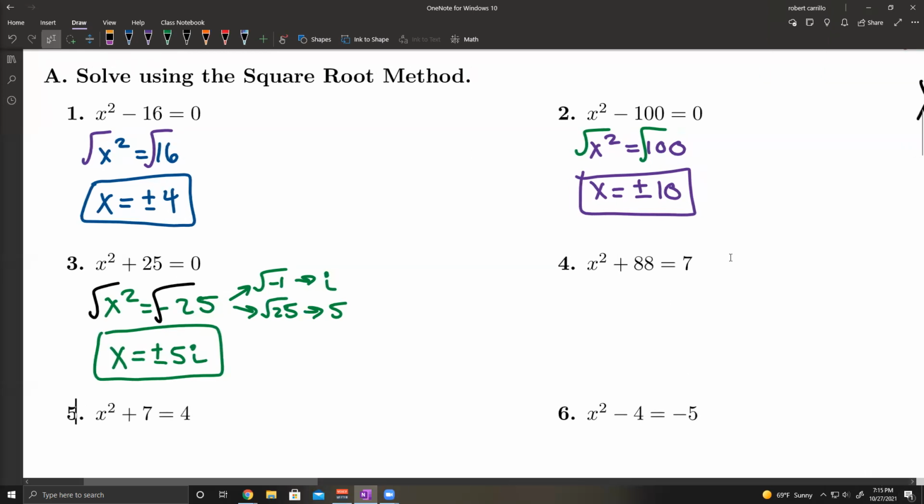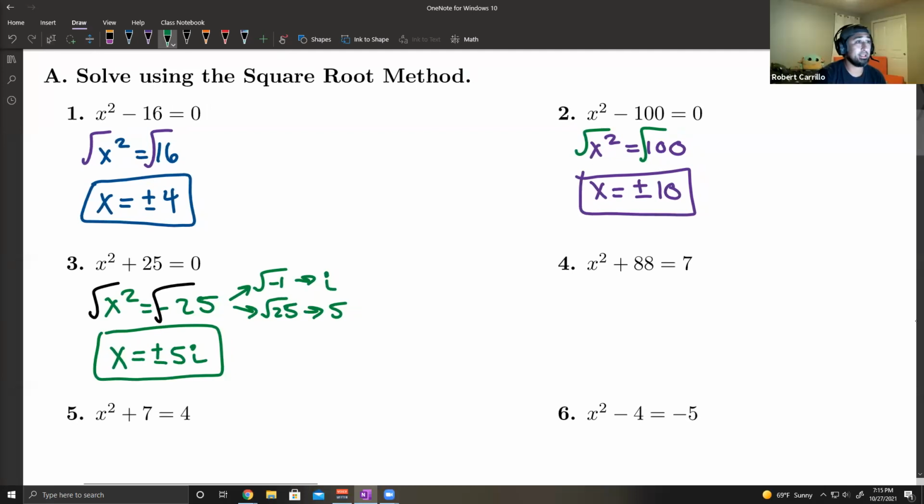Okay. So 4. Let's keep it going. Subtract that 88 to the right side, and you would get x squared equals, and what's 7 minus 88?